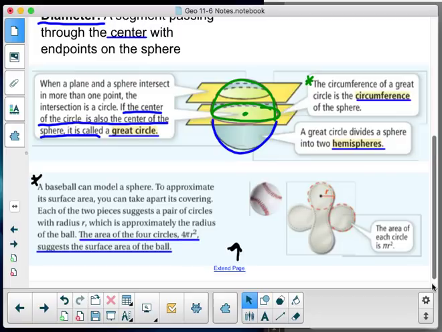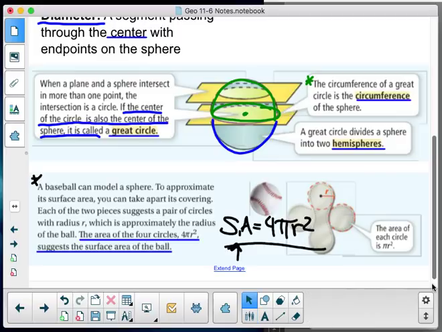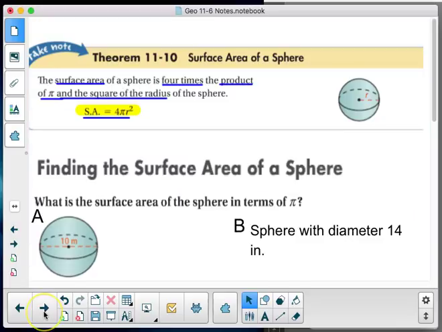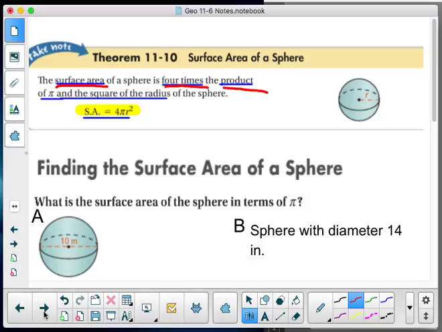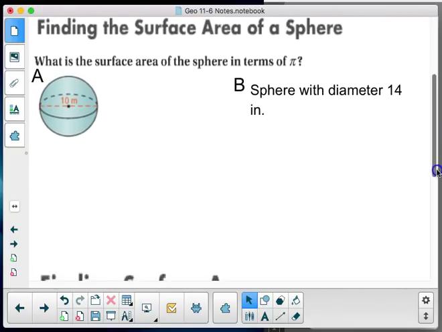So the surface area of a sphere is 4 pi r squared. So 4 great circles will cover a sphere. Check it out, that's what we just said. Crazy. The surface area of a sphere is 4 times the product of pi and the square of the radius. So 4 pi r squared is our surface area, and we're just going to use this formula.